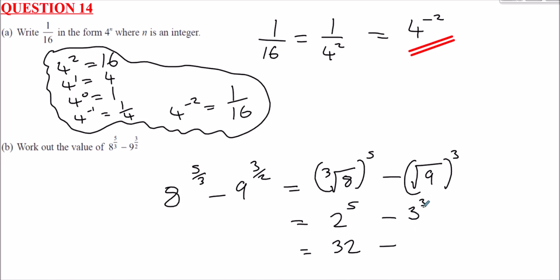Then 3 to the power 3. 3 times 3 is 9. Multiplied by 3 again is 27. So that becomes 27. And finally, 32 minus 27 gives us 5. Therefore, 8 to the power 5/3 minus 9 to the power 3 over 2 is simplified to just be 5.